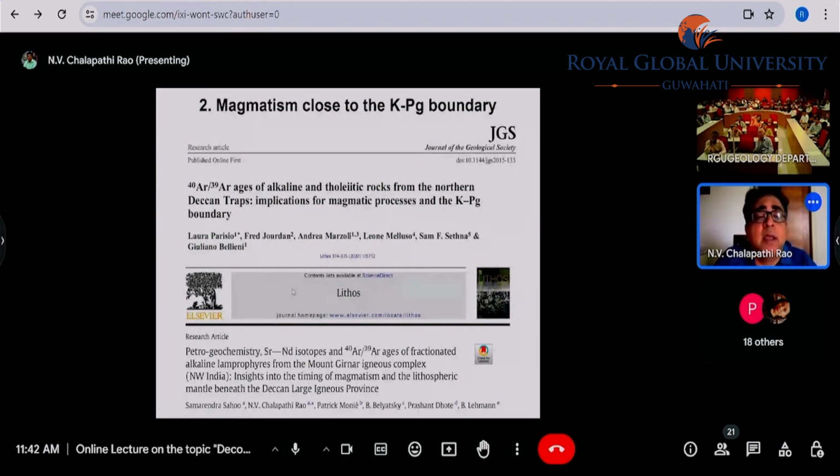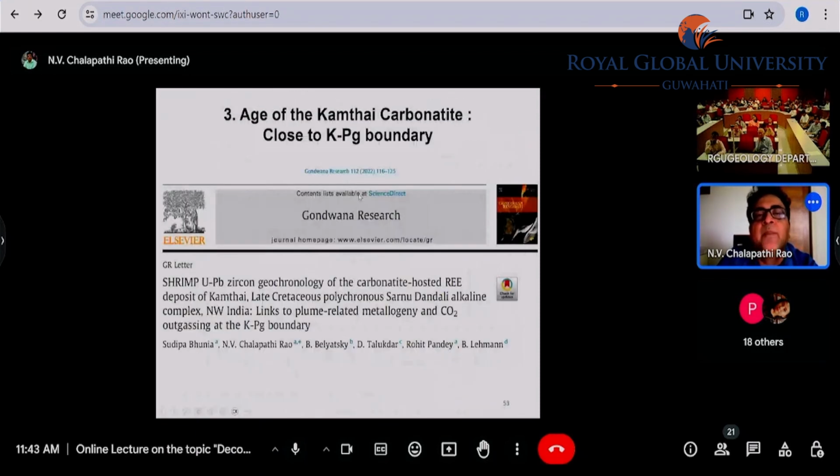The second important thing is, of course, that there are alkaline rocks which are older than the Deccan Traps, but the bulk of the alkaline rocks erupted close to the Cretaceous-Paleogene boundary, that is 65 million years. You take Gimla, our work, or you take Parisi's work on the other alkaline rocks, many of them are associated with 65 million years, that is the Cretaceous-Paleogene boundary.